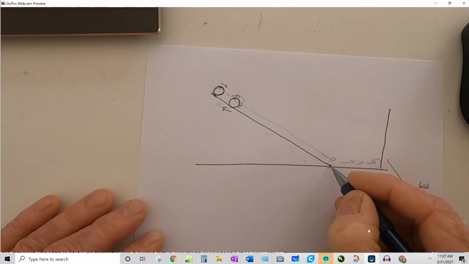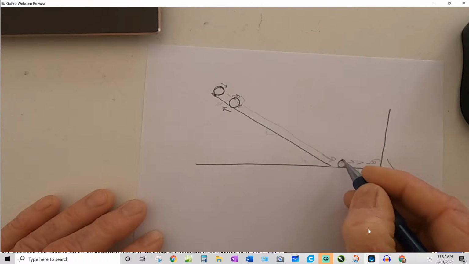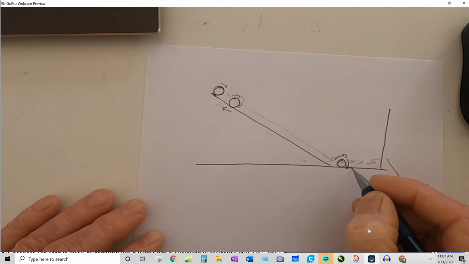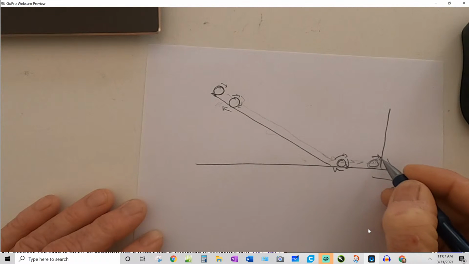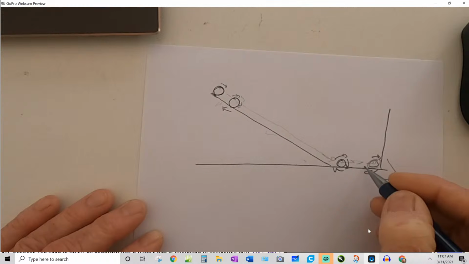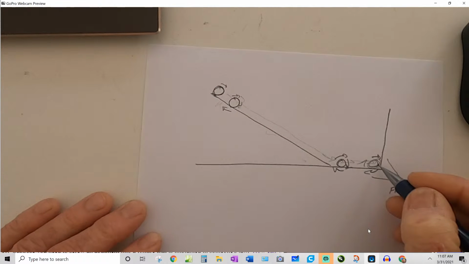Now when the sphere gets to here, it's going really fast, it's rolling along, and then it hits the wall. And let's just say it doesn't go any further. It just stops right there. Does it stop spinning?